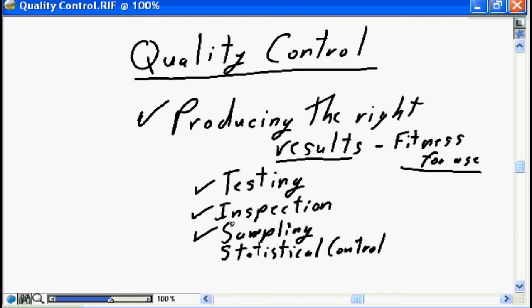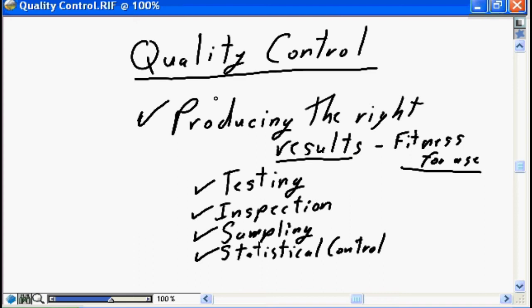Sampling, reviewing work, doing random sampling to make sure that there are no errors that are not being caught by the regular testing process, and potentially statistical control to ensure that, again, you're doing the proper sampling, the proper testing, the proper inspection to ensure that the quality control, that the production of the right results satisfies the requirements for your project. There's a large number of techniques that can be used in quality control, and we'll review a number of these techniques.